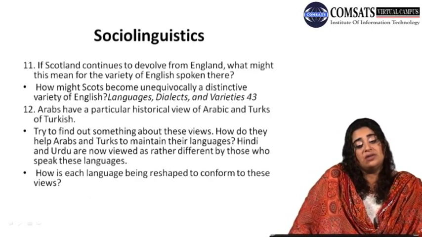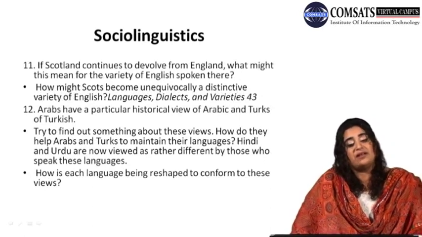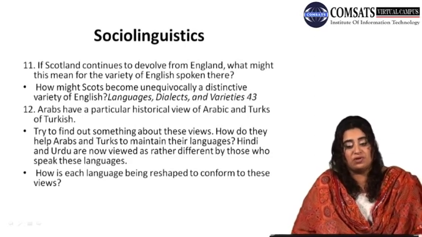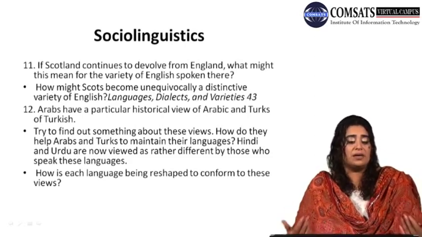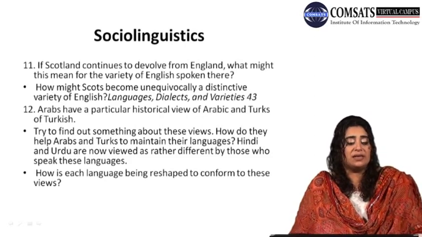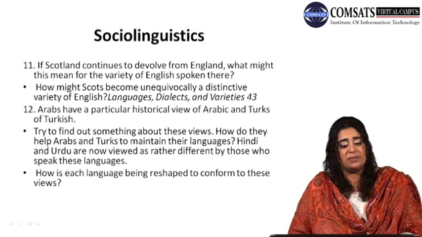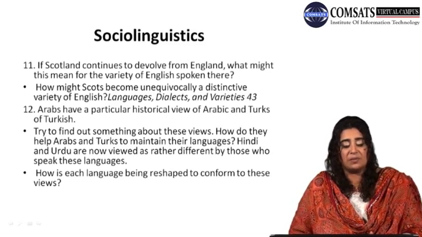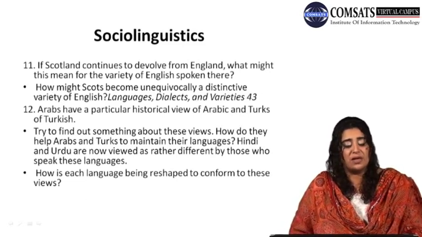So if Scotland continues to devolve from England, what might this mean for the variety of English spoken there? Do you think it's going to change completely? So how might Scots become unequivocally a distinct variety of English? Unequivocally means that it would be clearly distinct. How could they become that? And you can check Languages, Dialects and Varieties on page 43.